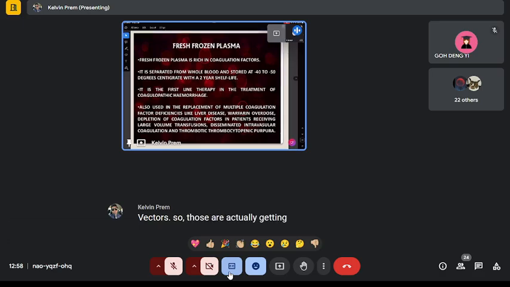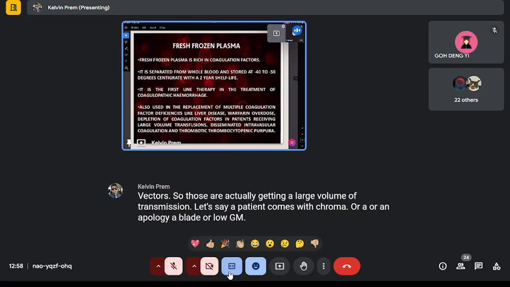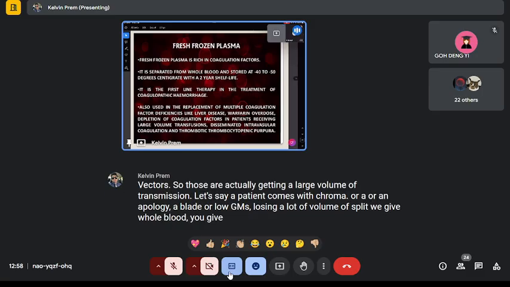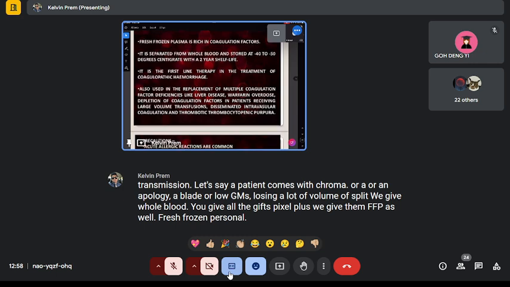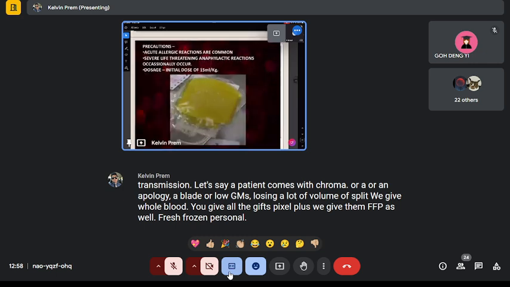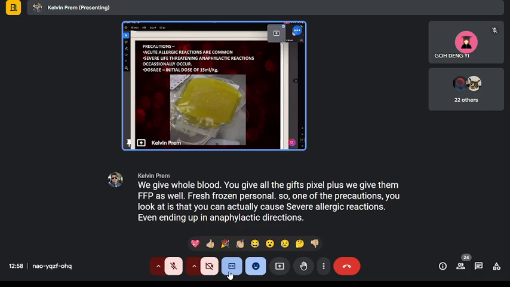So those who are getting a large volume of transfusion, let's say a patient comes with trauma or an upper GI bleed or lower GI bleed, they're losing a large volume of blood. We give whole blood, we give packed red cells, plus we give them FFP as well, fresh frozen plasma. One of the precautions we look at is that it can cause severe allergic reactions, even ending up in anaphylactic reactions, but it usually does not occur.